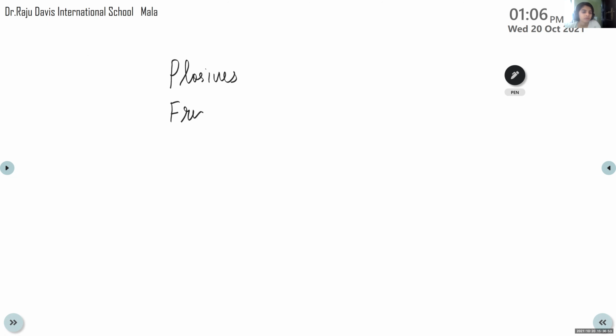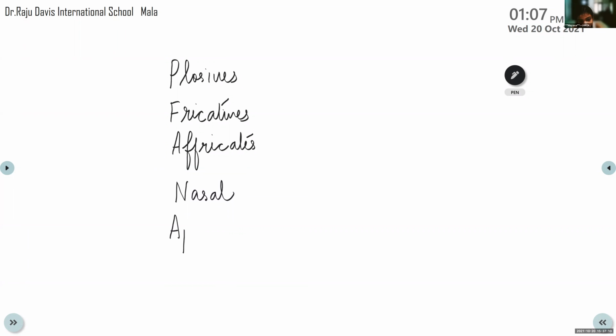Plosives, approximate, nasal sounds. Good. So you'll remember the names. Now let's see if you remember the symbols. So plosives, very simple. All the sounds and the symbols are the same. P, B, T, D, K, G. No difference.